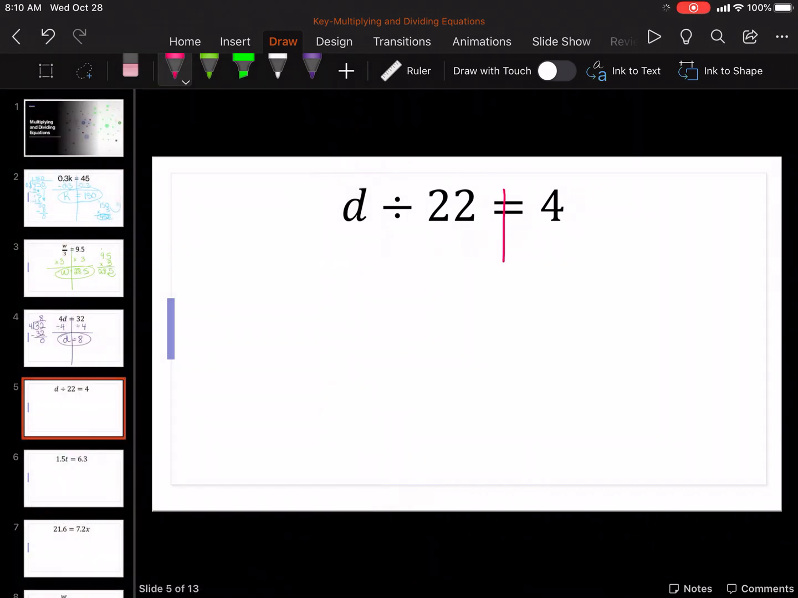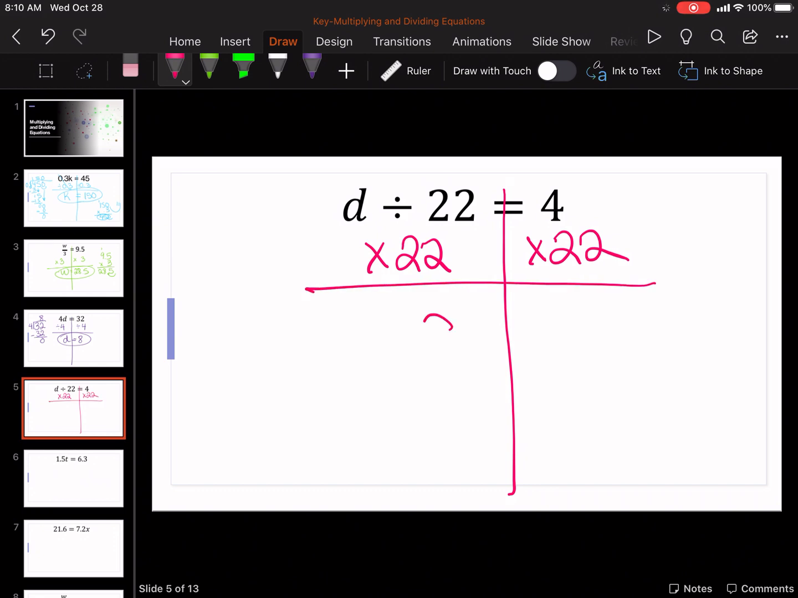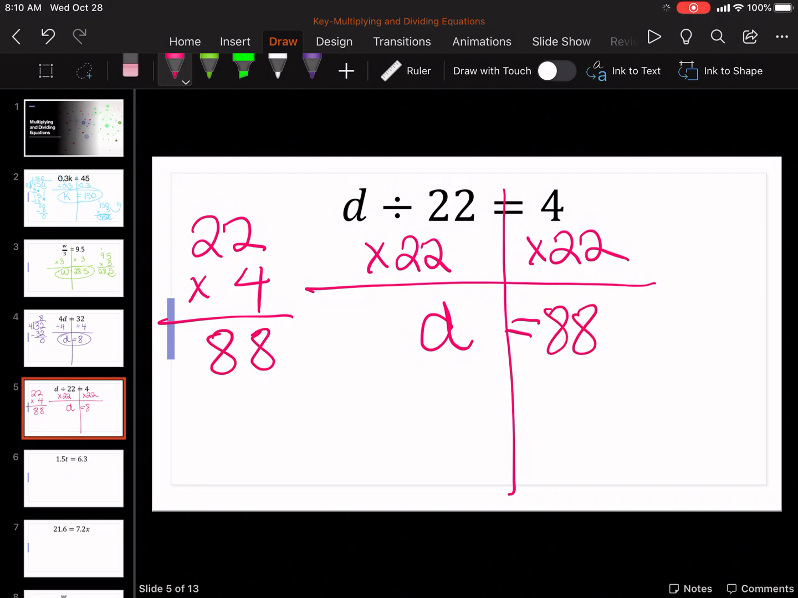Okay, so this one's got a division sign. It's going to be the same process. What is happening with D is division, so we're going to multiply by 22 on both sides. So then D equals, we're going to do 22 times 4. 4 times 2 is 8. 4 times 2 is 8. We get 88. And 88 divided by 22 is 4.